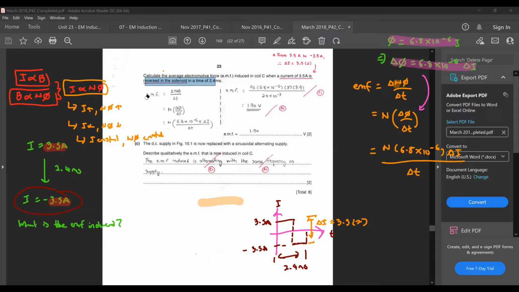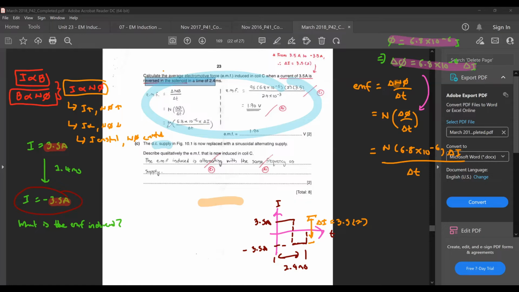All right, then for part C, the DC supply. Before I move on, this one you copy already, and this one you understand? Yep. Okay, right. Part C is actually from the next chapter, which is AC circuit, but I'll just explain it a little first.